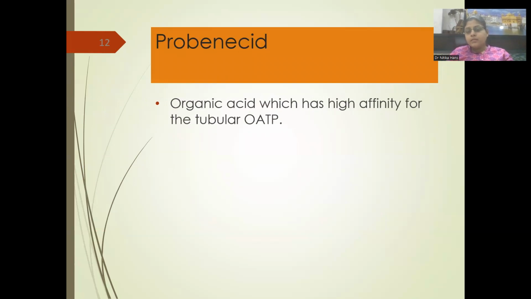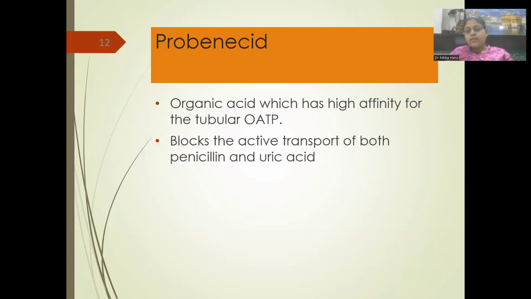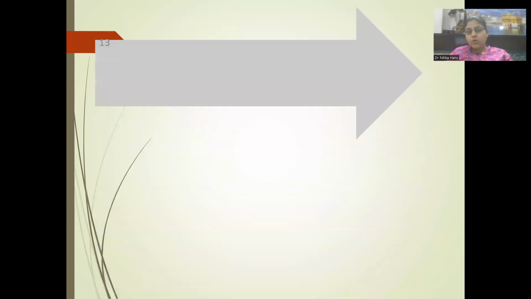Now probenecid. This is the organic acid which has high affinity for the tubular anion transporter, means this pump is there. And this probenecid has a higher affinity than the drugs for this pump. So it blocks the active transfer of both penicillin and uric acid. How? That will be discussed now.